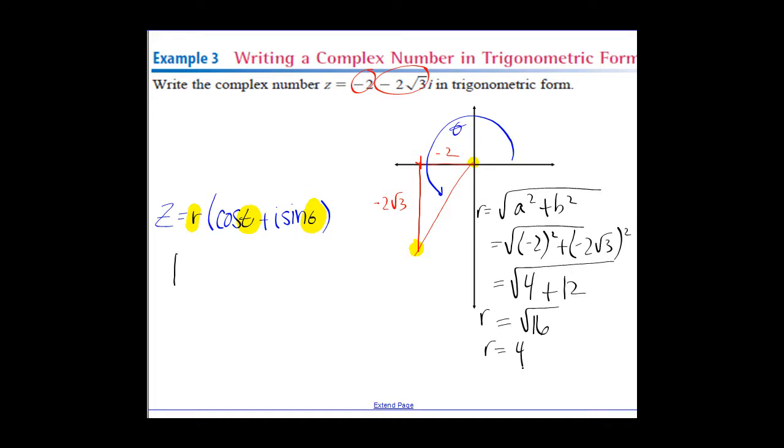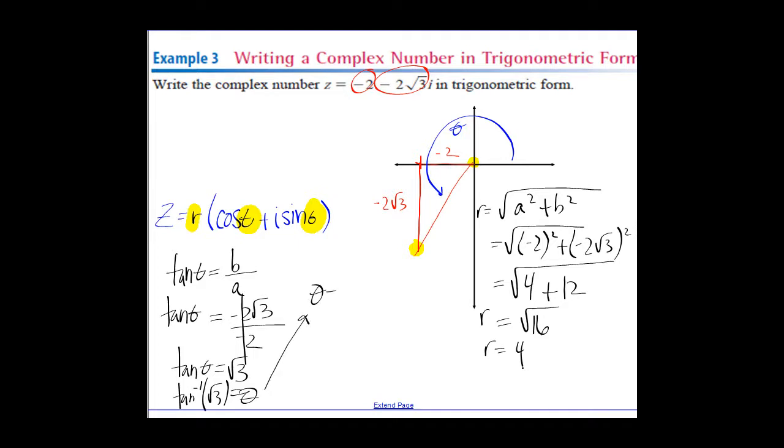The other thing we need is, what is this value all the way around to theta? So we can say that the tangent of theta is equal to b over a. Filling in values, we've got my b value is negative 2 root 3, all over my a value is negative 2. Let's cancel those negative 2's. So tangent of theta equals root 3. Let's take the inverse. So for what value of theta does the tangent come out to root 3?